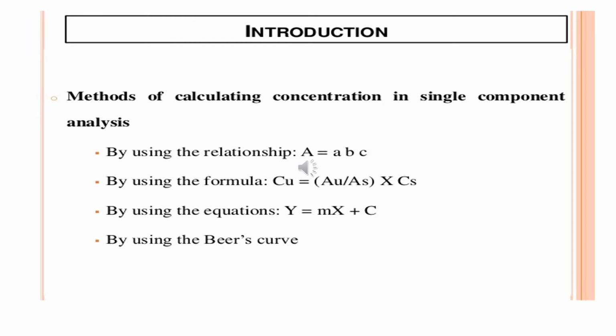Method of calculating concentration in single component analysis. By using the relationship capital A equals a into b into c, by using the formula Cu equals Au divided by As into Cs, by using the equation y equals mx plus c, by using the Beer's curve.